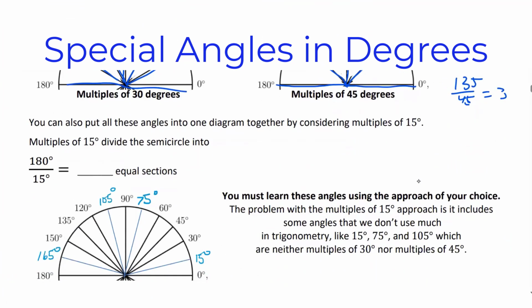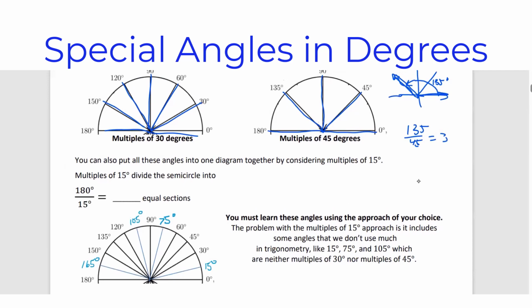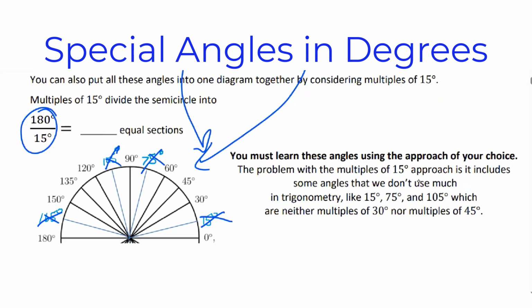Now, another way that you can draw it is including both the multiples of 45 and the multiples of 30 in one chart. You can actually do this by dividing the semicircle into 15-degree segments, but the only problem with that is 15 degrees, 75 degrees, 105 degrees, and 165 degrees. Those are not considered special angles, so you have some extra ones there that you gotta skip. But if you take these 2 and put them together, this is what it looks like, the black lines on this chart. That's all the special angles.